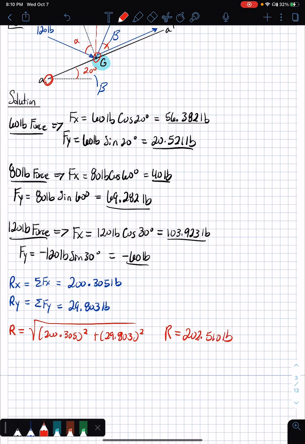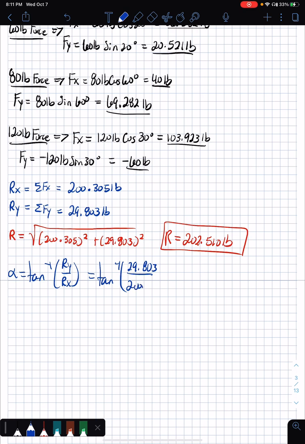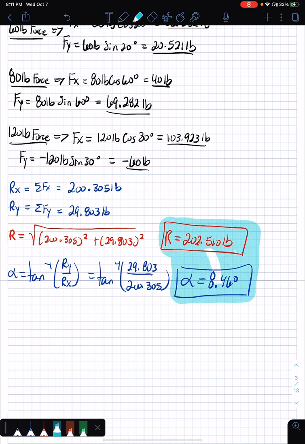202.510 pounds. Same thing as 2.36, we need to find our alpha. To find that, you just take the inverse tangent of your Ry over Rx, which will be 29.803 over 200.305. Alpha is going to come out to 8.46 degrees. And those two are your answers for this problem.